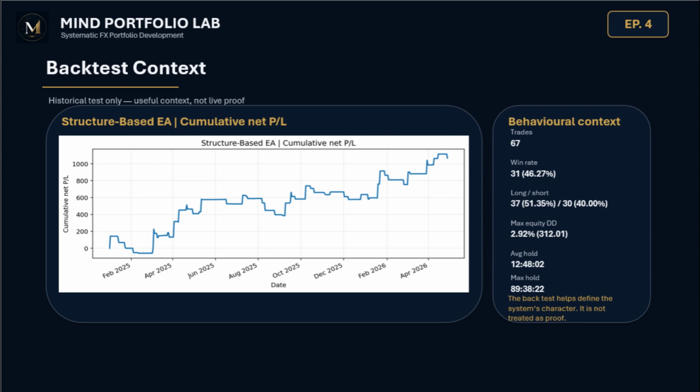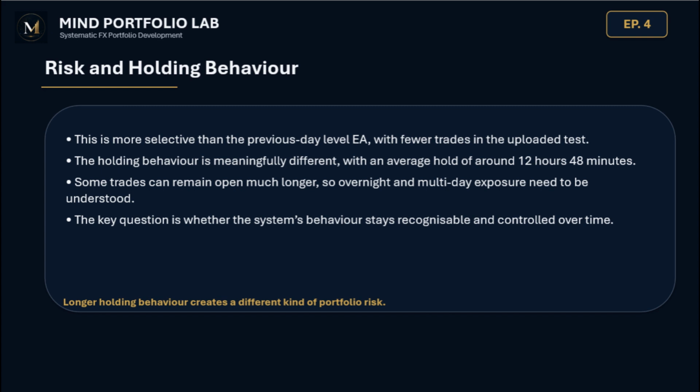For this channel, I am trying not to focus on one headline number. I am more interested in the behavior of each EA, how often it trades, how long it holds, what kind of drawdown it has, and whether it is different enough to justify its place in the portfolio. For this EA, the key point is that it adds a structure-based component with a different holding profile. That makes it distinct from the previous day level EA. The previous system was more clearly a daily level, intraday style component. This one is more selective and can hold for longer. That gives the portfolio a different rhythm. At portfolio level, that is useful, but only if it remains controlled.